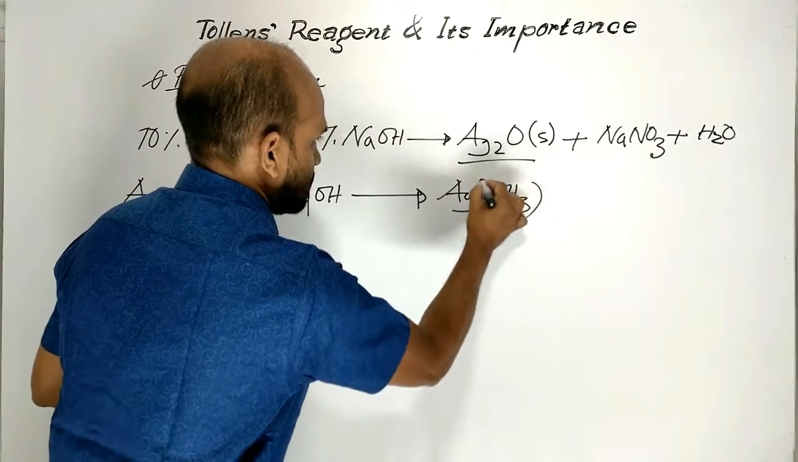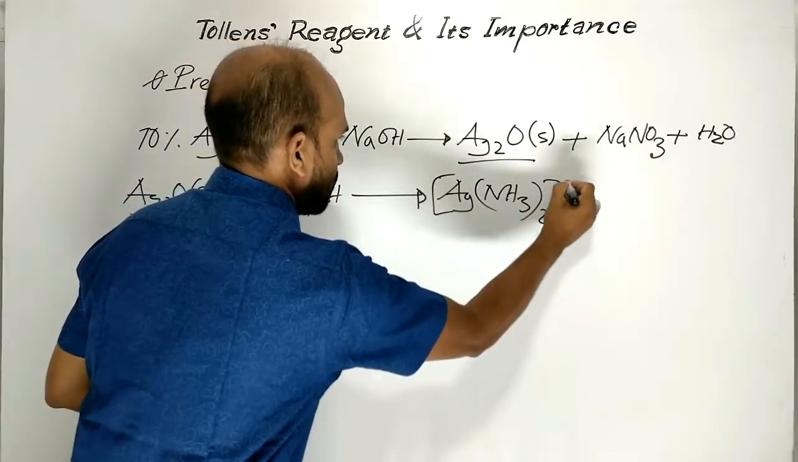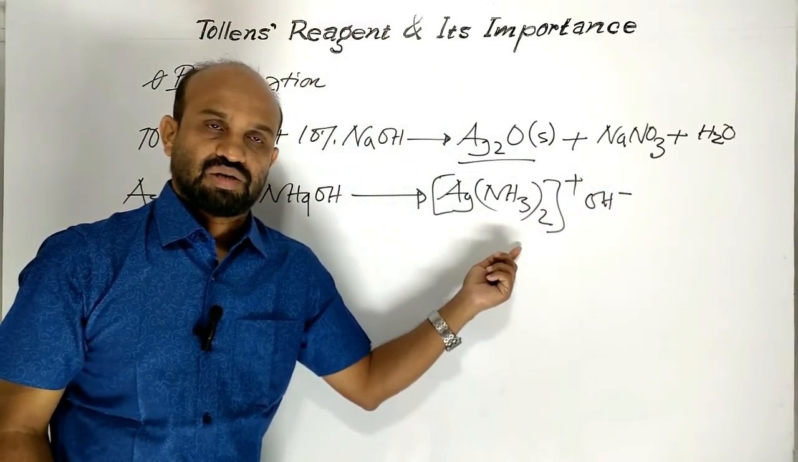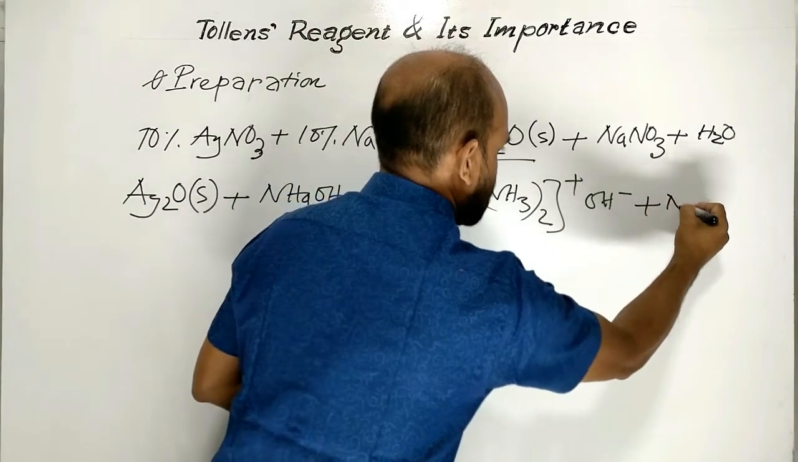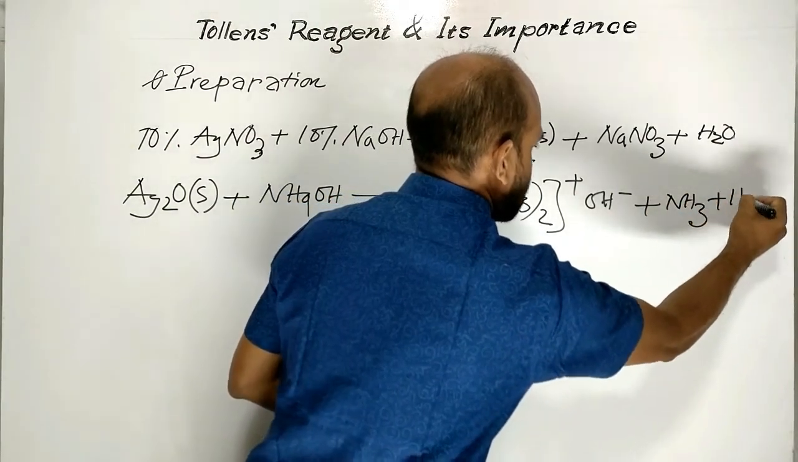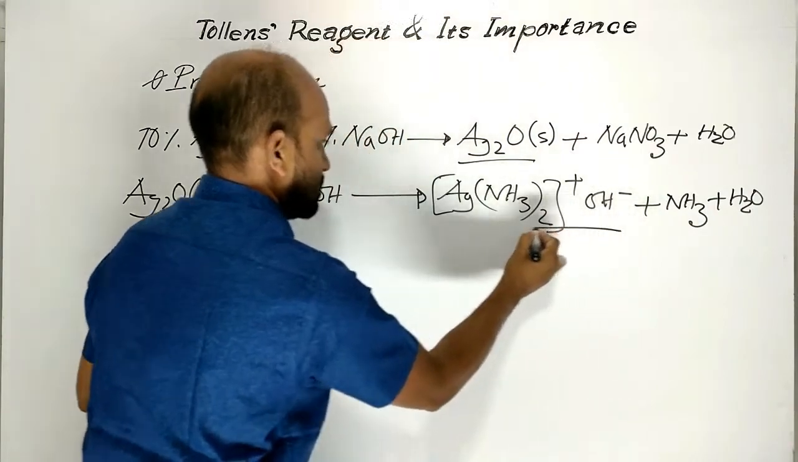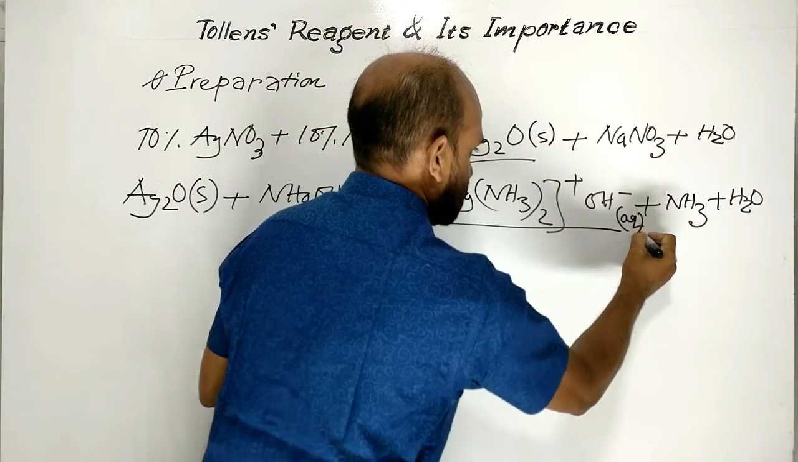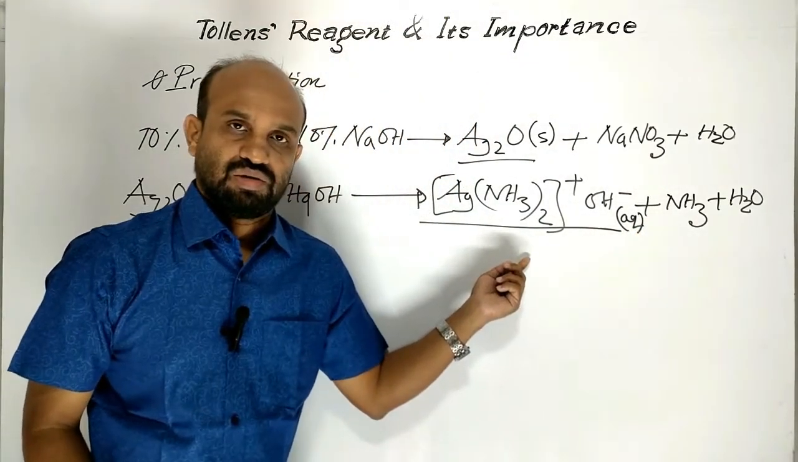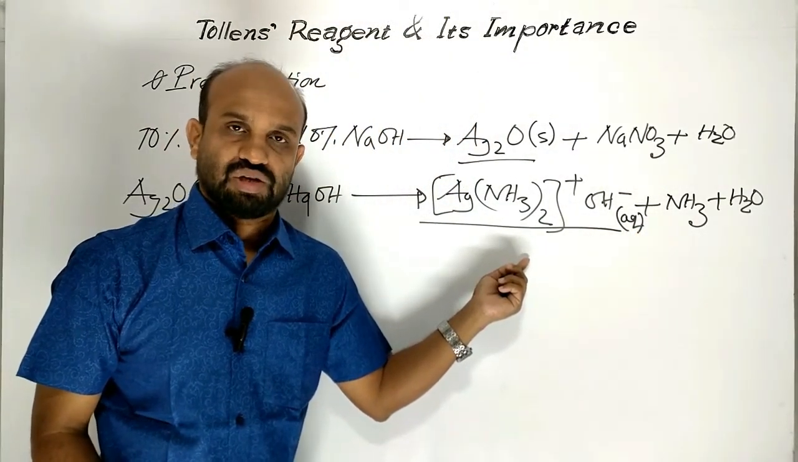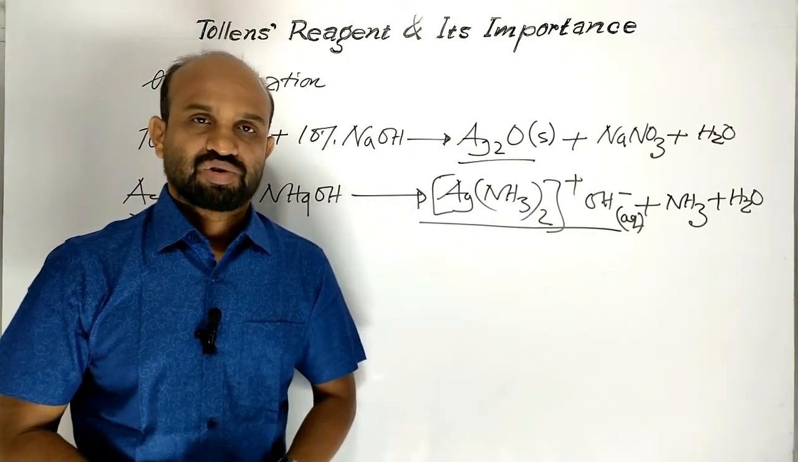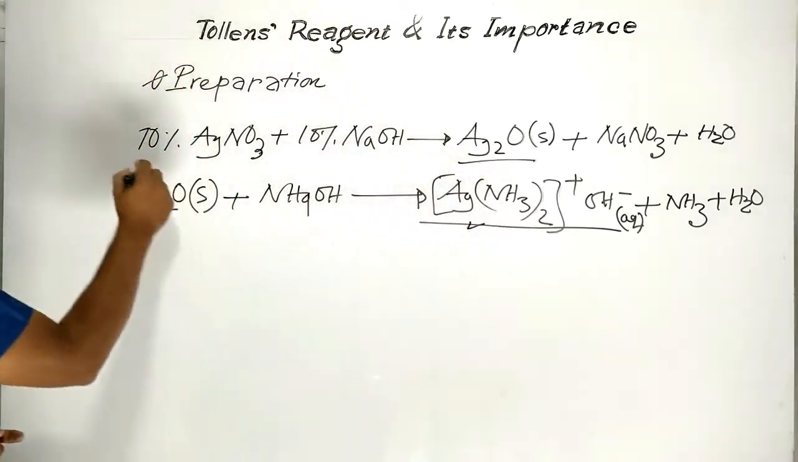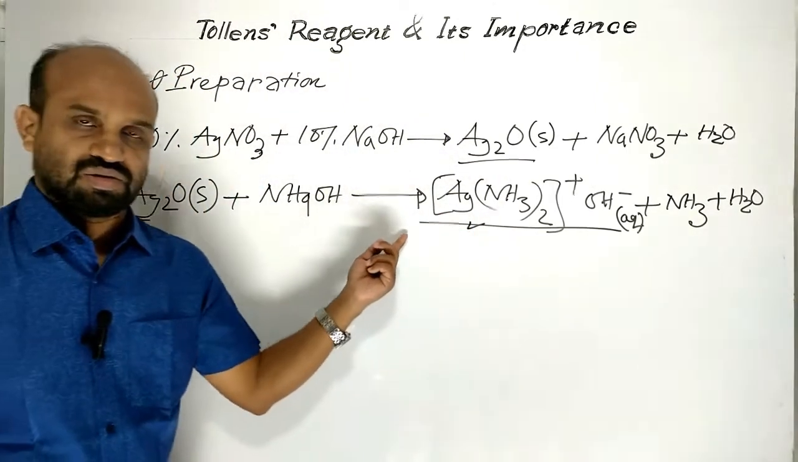diamine silver complex, diamine silver hydroxide, and the byproducts are ammonia and water. Diamine silver hydroxide is soluble in the solution. Diamine silver hydroxide is the chemical formula of Tollens reagent. And Tollens reagent is prepared through these reactions.